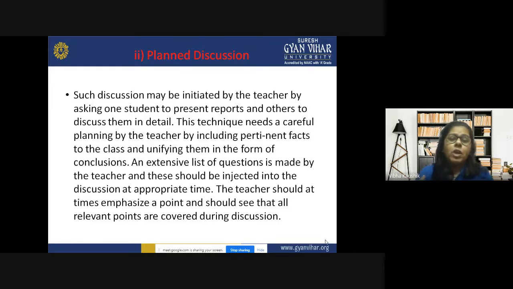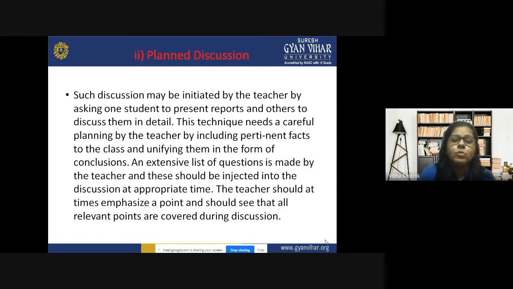Now, when we are talking about the planned discussion, the initiation has to be taken by the teacher by asking one student to present reports and others to discuss them in detail. In that, a teacher can ask one of the students to present the reports and others to take part in the discussion, and they should give their viewpoints on the basis of the report that has been presented.